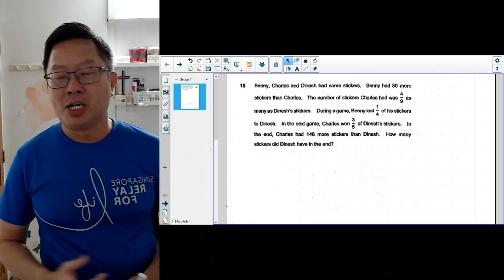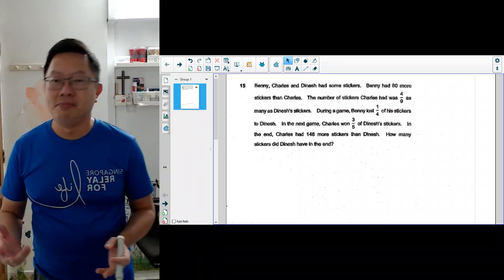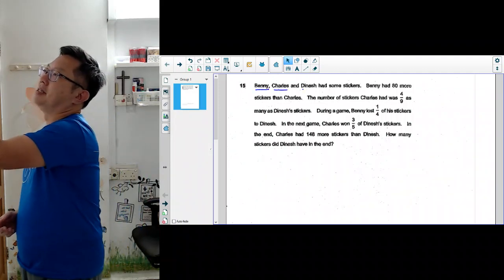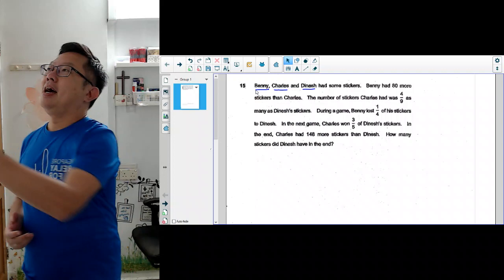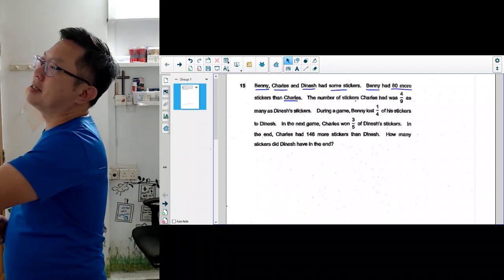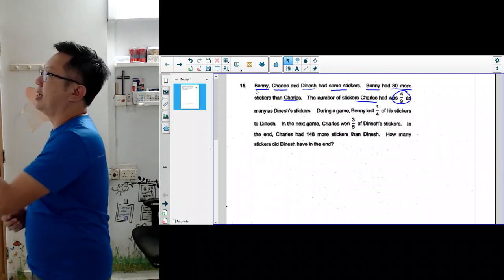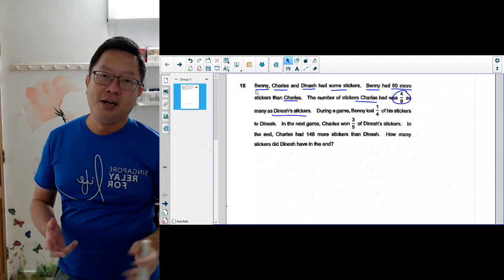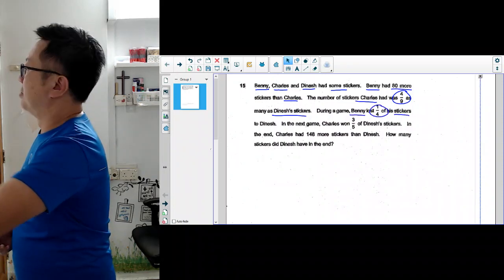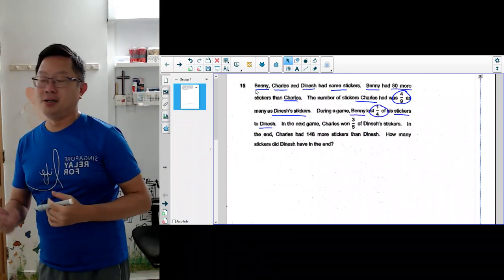Now, if you look at this question, which I believe some of us have come across: Benny, Charles, and Dinesh had some stickers, right? And Benny had 80 more stickers than Charles. And the stickers that Charles had was 4/9 as many as Dinesh's stickers. And during a game, Benny lost 1/4 of his stickers to Dinesh, right? So that was the first game.